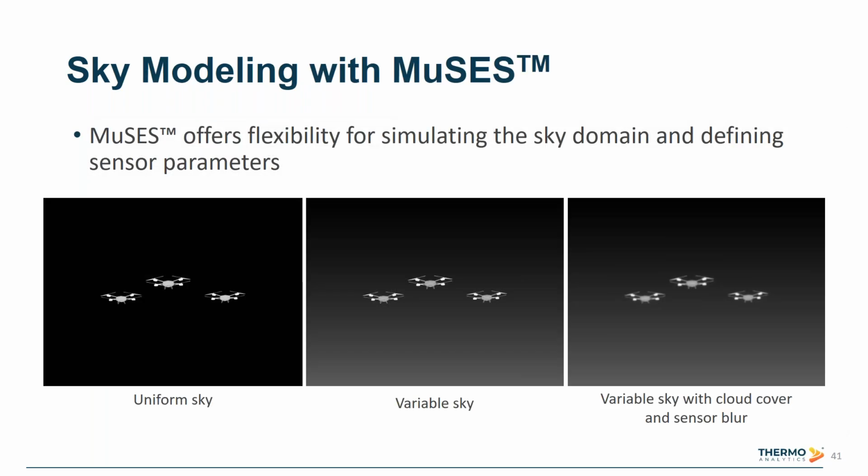MuSES offers some flexibility on the amount of detail used in a scene simulation for both the target and the background. The default uniform sky background can be used, which is seen on the left image. We can change how the sky radiance is calculated by using a variable sky model as seen in the middle image. Other phenomena such as cloud cover, sensor blur, atmospheric humidity and temperature, visibility range, and atmospheric scattering and reflections can be incorporated into the simulation. This can be seen in the right image.